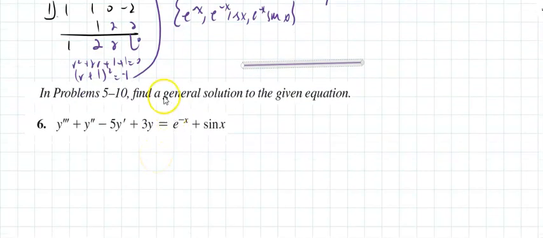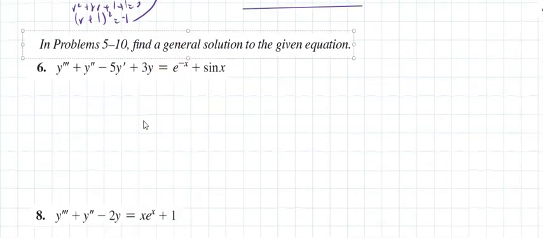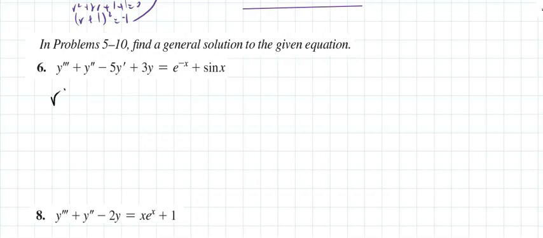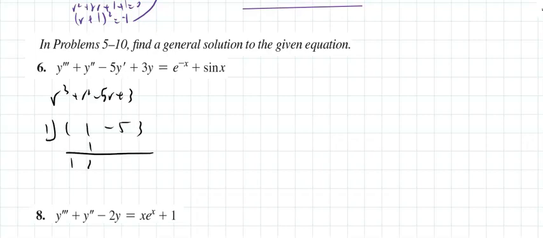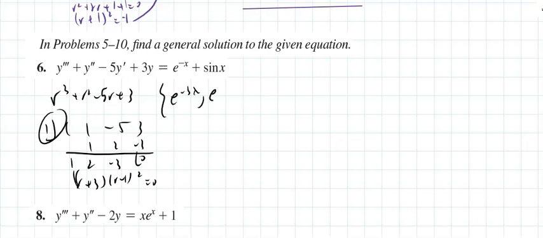Let me look at number 6 next. Find the general solution. Okay, well, this is a bit better. Why is that? Because that's r cubed plus, so here we know we have to find that. Again, 1 works. So we did this already. So we have e to the negative 3x, e to the x, and x e to the x.